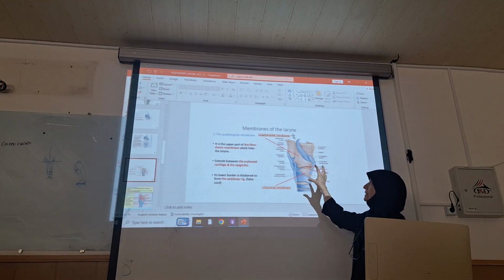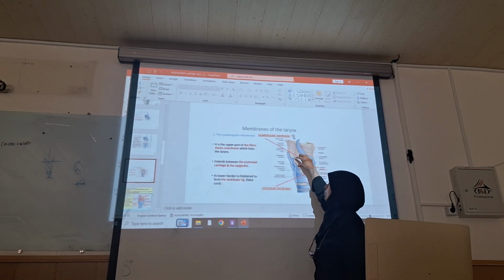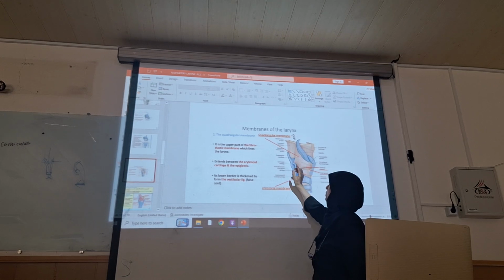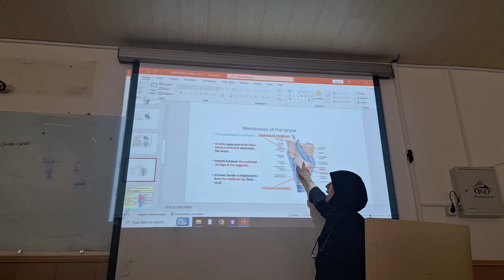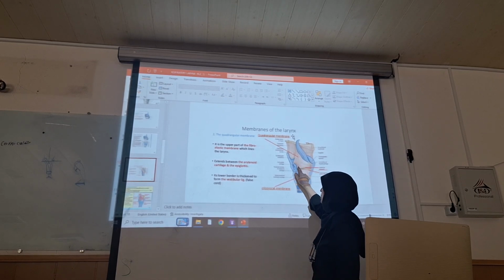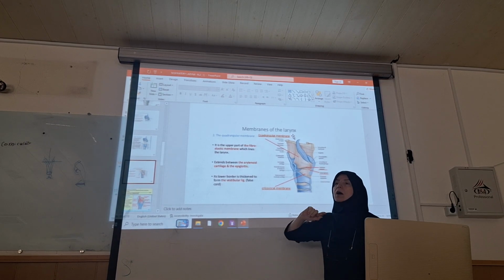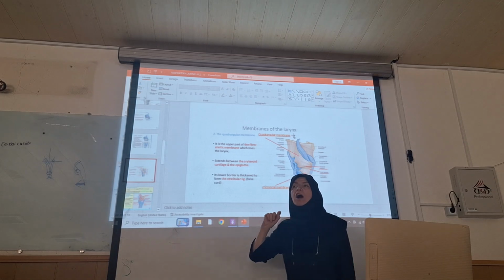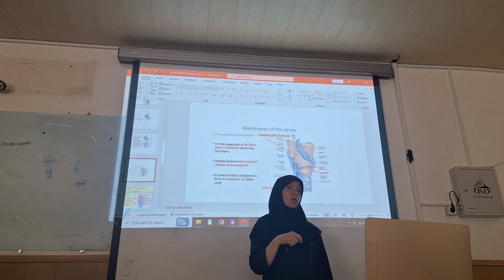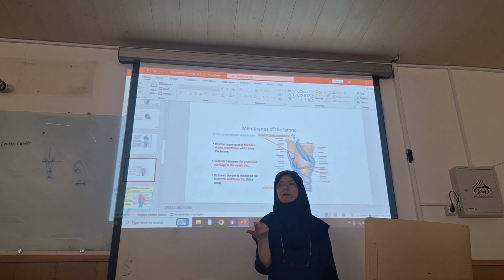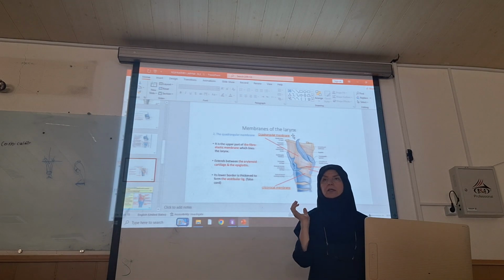Another membrane in the structure of the larynx we call the quadrangular membrane. The position of the quadrangular membrane is superior to the cricothyroid membrane. Above the quadrangular membrane, the inferior border is free, so we can call it the vestibular ligament or false vocal cord. False vocal cord belongs to which membrane? Quadrangular.